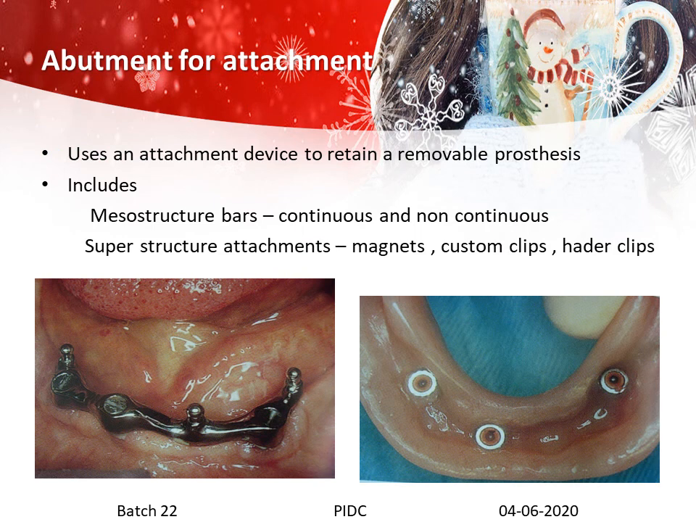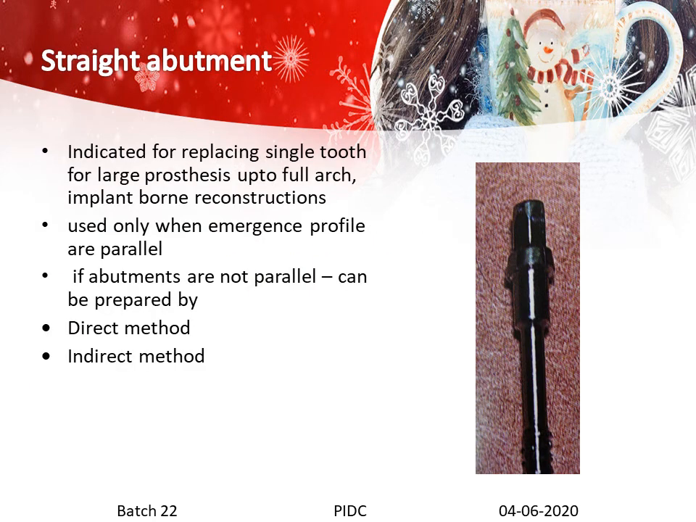Next, coming on to the abutment for attachment. So you could see that in this case, this is an entire abutment. This is an attachment device to retain a full removable prosthesis. This includes the mesostructure bars, which could be continuous or non-continuous, or superstructures such as the magnets or the custom clips or the Hader clips.